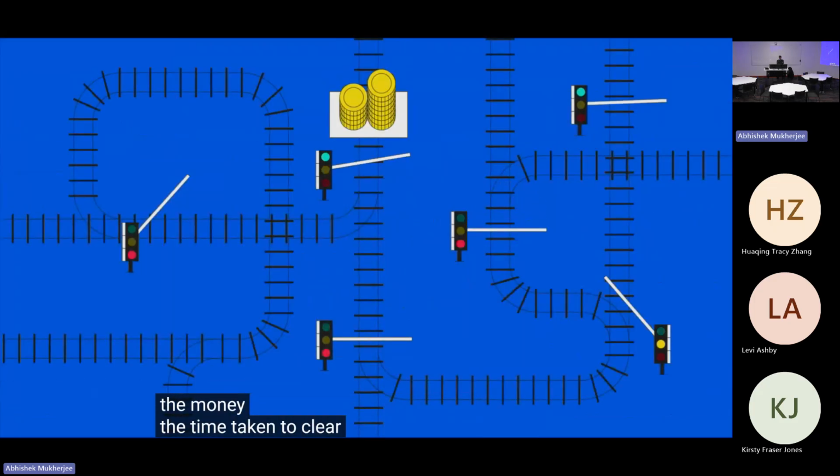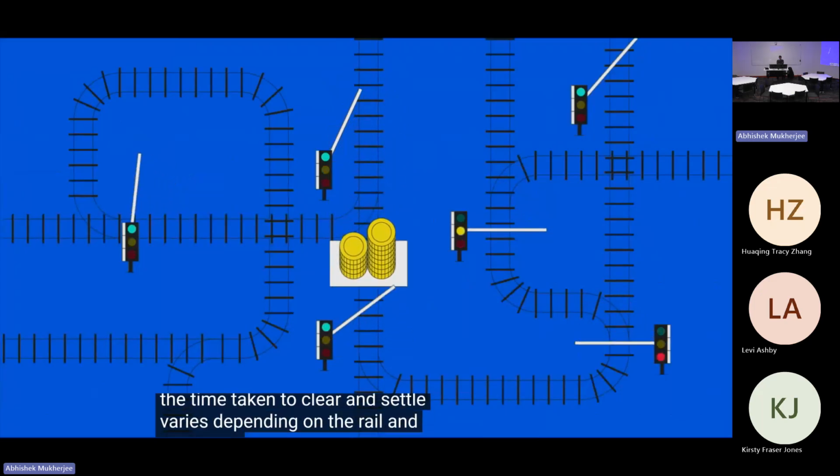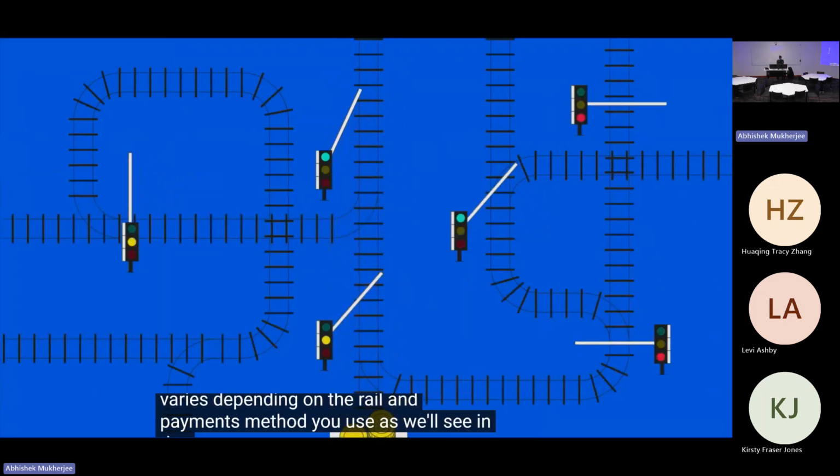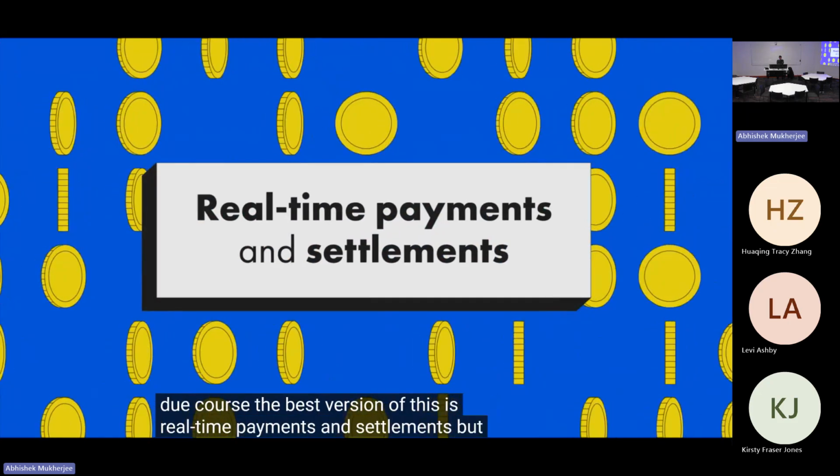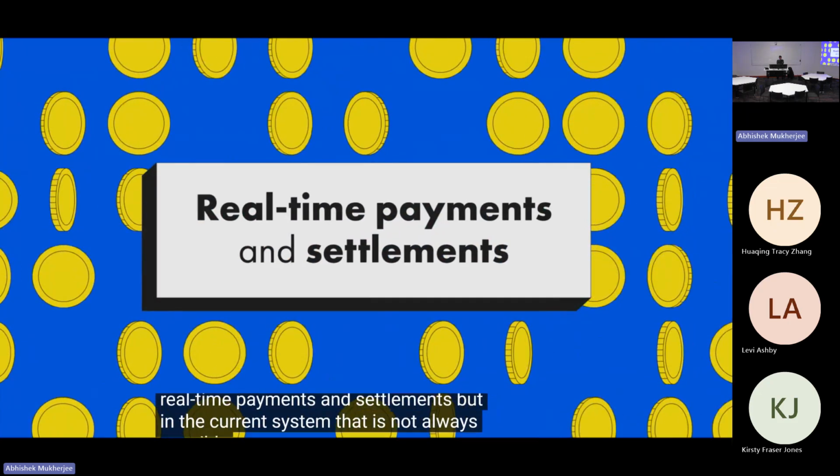The time taken to clear and settle varies depending on the rail and payment method you use, as we'll see in due course. The best version of this is real-time payments and settlements. But in the current system, that is not always possible.